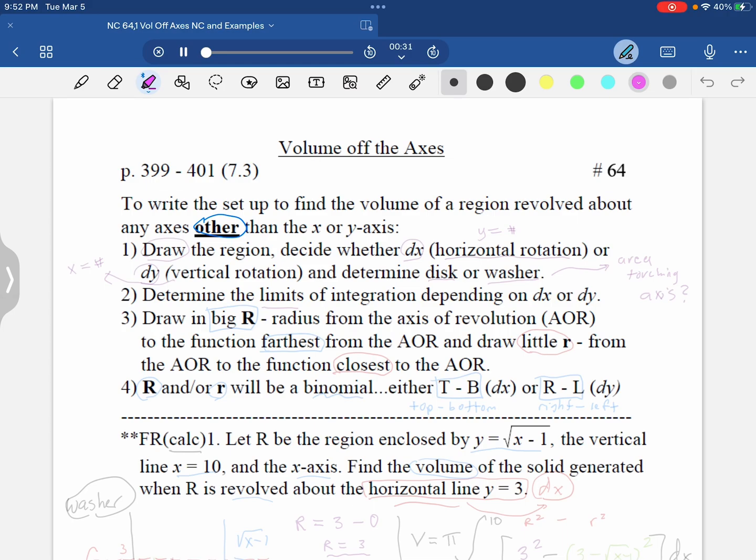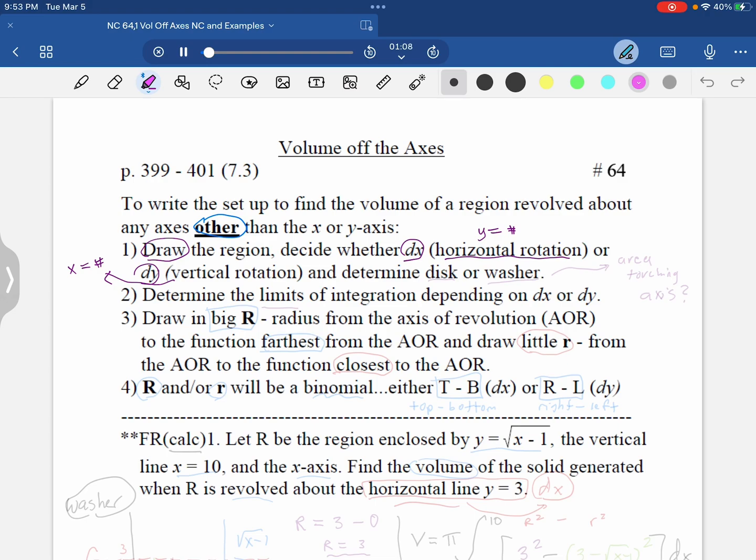You're still going to want to draw a picture of what the region looks like. You're going to decide whether we're doing a dx. So if it's a horizontal rotation, just a reminder, remember a horizontal line is when y equals a number. Or if it's dy, because it's a vertical rotation, again, remember the equation of a vertical line is actually x equals a number. So if it's going around y equals a number, it's a horizontal rotation, and if it's x equals a number, it's a vertical rotation.